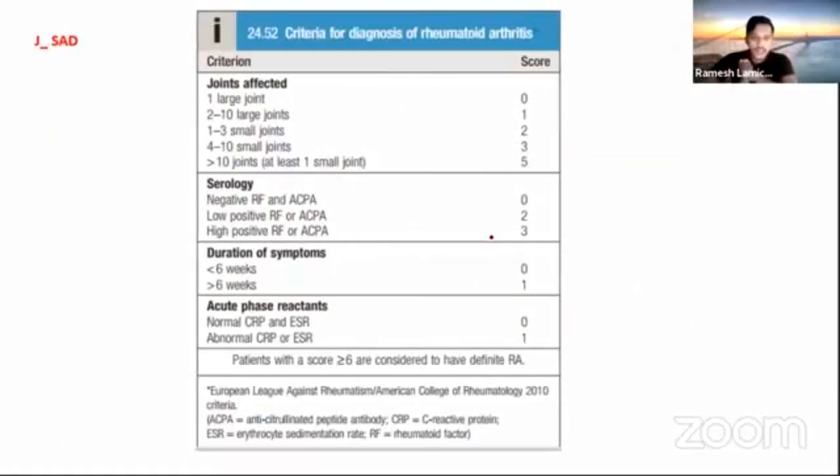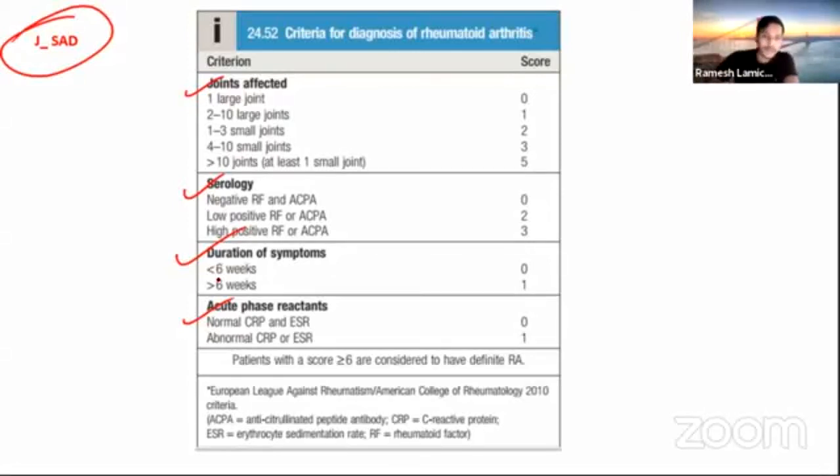Also, the criteria for diagnosis of rheumatoid arthritis is the EULAR criteria, that is European League Against Rheumatism, or American College of Rheumatology, ACR. You can remember it by the mnemonic JSAD. What is the mnemonic? JSAD. J is joint affected, S is serology, A is acute phase reactant, D is duration. You will learn about this, but I want to mainly point out the important things here.